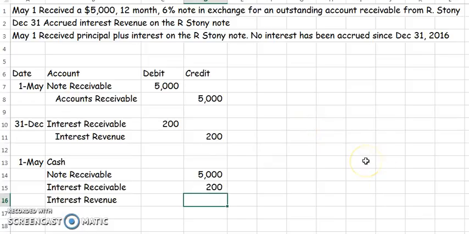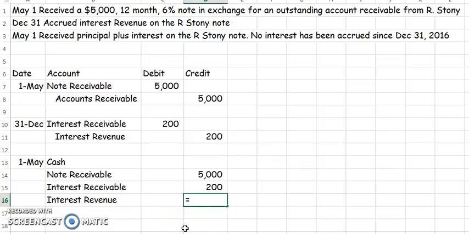Now this interest revenue amount will be how much more have we earned since our last accrual? Well, we last accrued on December 31st, so we just need to accrue 4 more months because we need to accrue all of January, February, March, and April. This ends on May 1, so we don't include May. So we'll have 4 months.